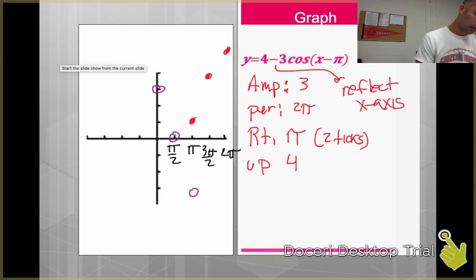Alright, going to the left now, I would come down here to 0. But this says I have to go up 4, 1, 2, 3, 4, and I have to go to the right 2. Right here. Alright, I would go down here to -3. But this says I got to reflect over the x-axis. That puts me at +3, up 4, and to the right 2.